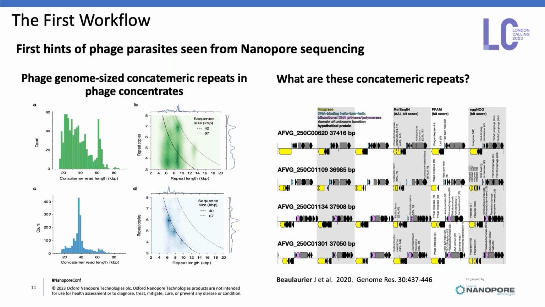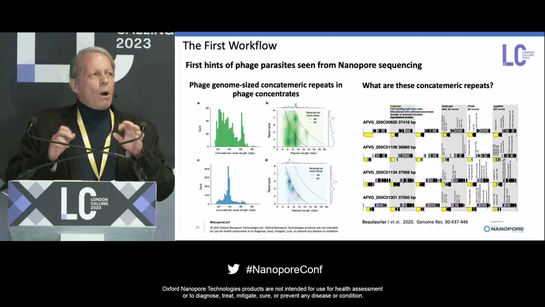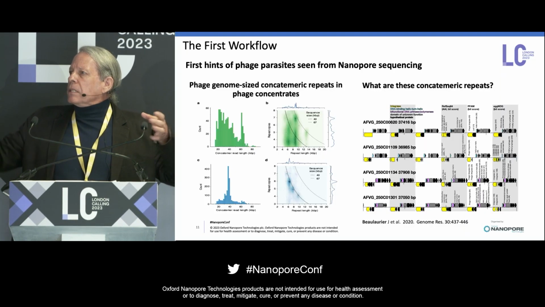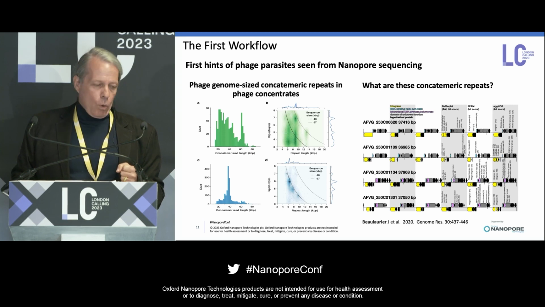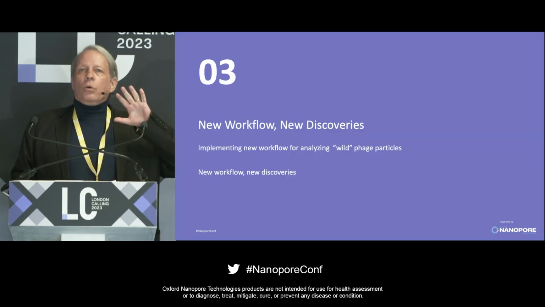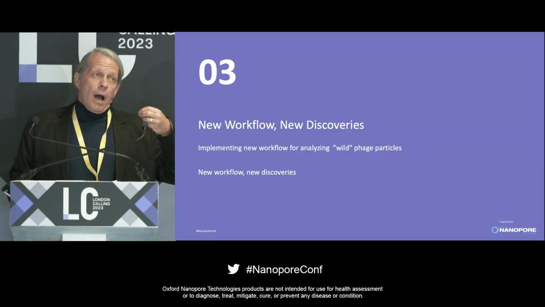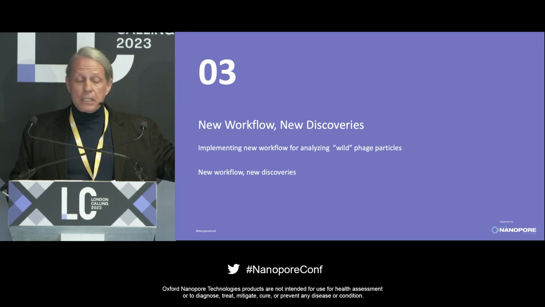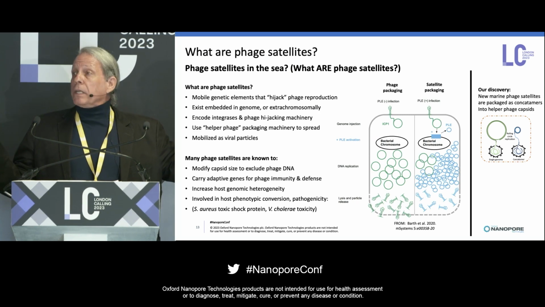And those yellow genes identified, those are all basically integrases, which gave us our first clue about what these concatemeric elements might be. So what we decided to do was to extend this workflow, actually work a bit at the front end, so we got highly purified phage preps, and then see what we could find.